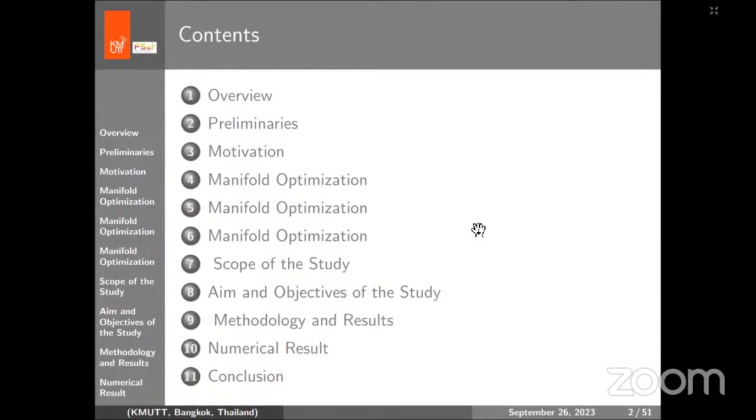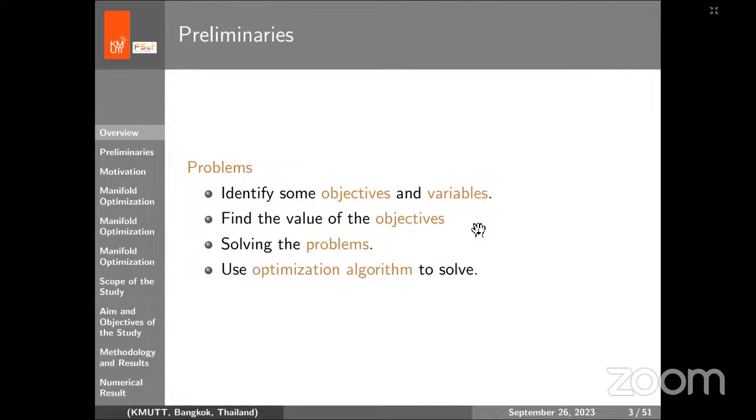This is the outline of my presentation. We are going to look at some preliminaries, motivation for this talk, manifold optimization, the scope of the study, aims and objectives, methodology, as well as numerical results and conclusion. As we all know, in any given optimization problem, we first of all need to identify some objective that depends on certain variables. These variables may be restricted or not. And if the variables are restricted, we have a constrained optimization problem.